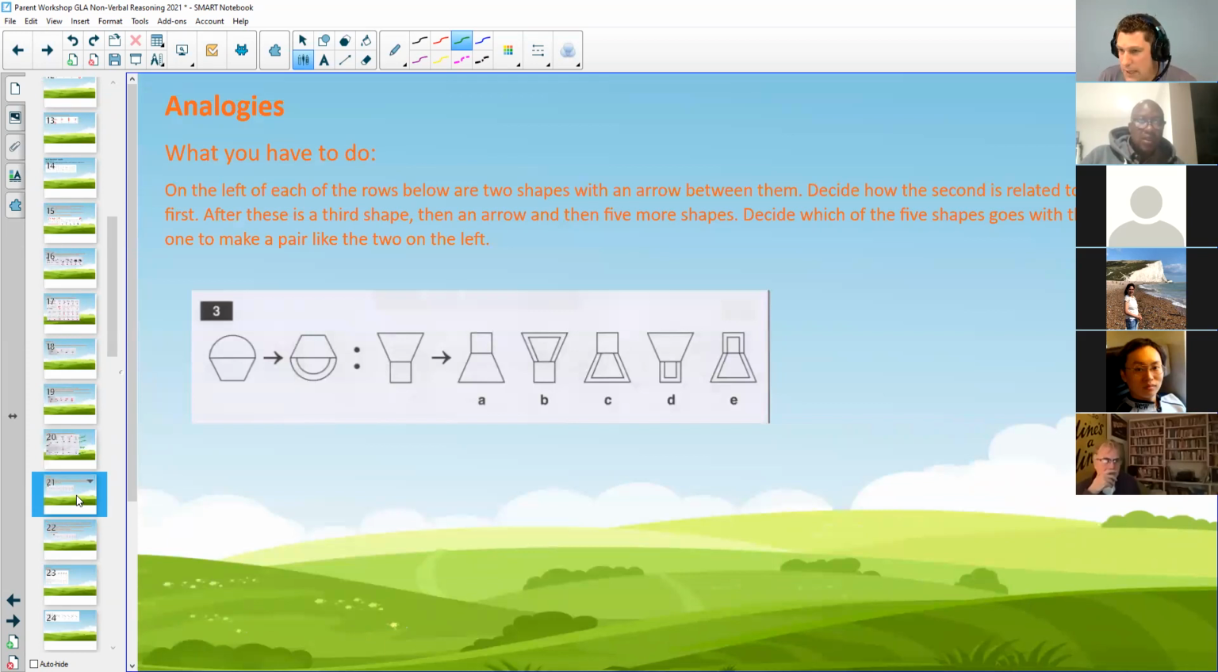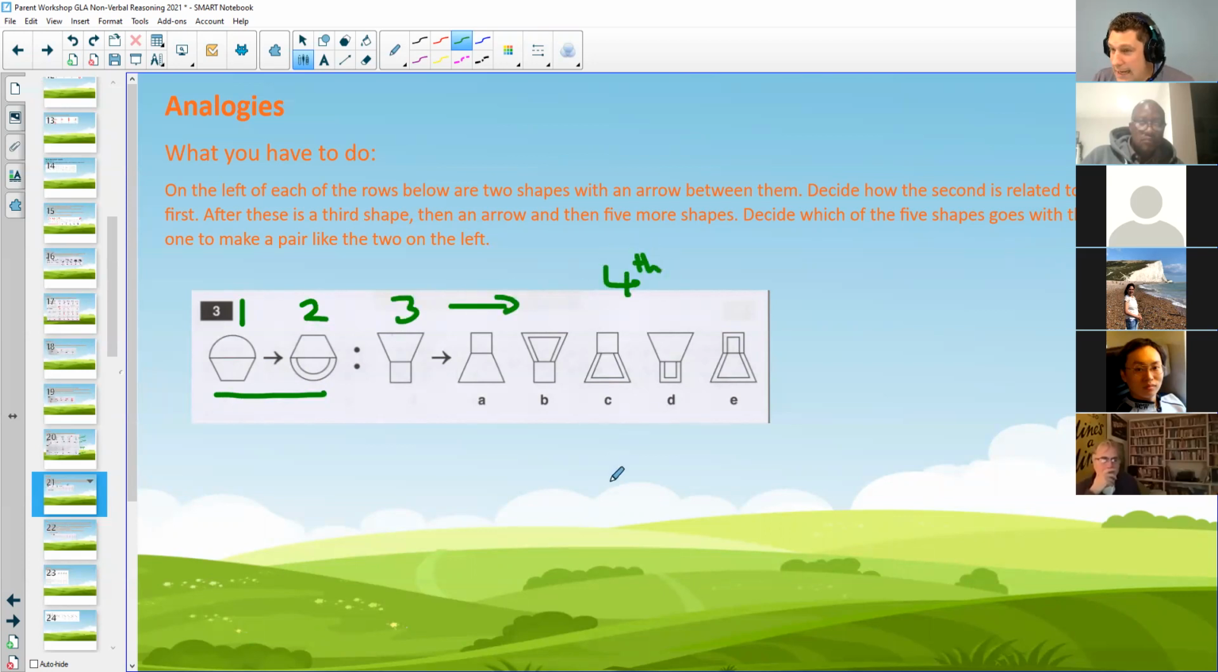Now, this can often be called connections, or it might be called complete the pair. And the idea behind these questions is children are looking for relationships. Now, if we look at this very simple example here, we've got this sort of basket shape and it turns into the second shape. So if we imagine this is the first to the second, third, and we've got to work out which is our fourth shape.